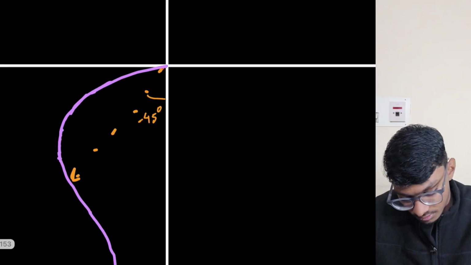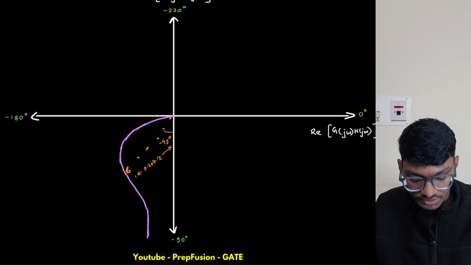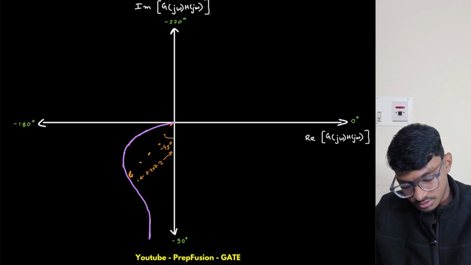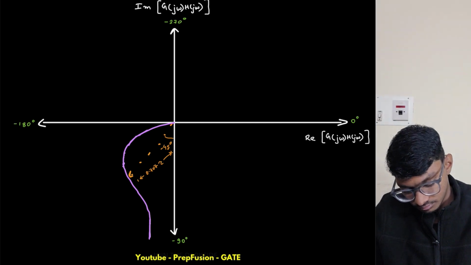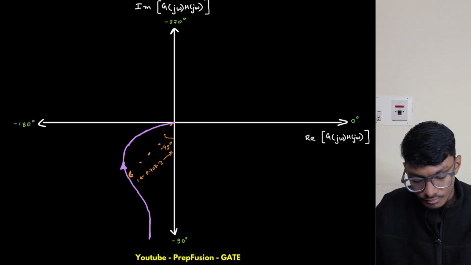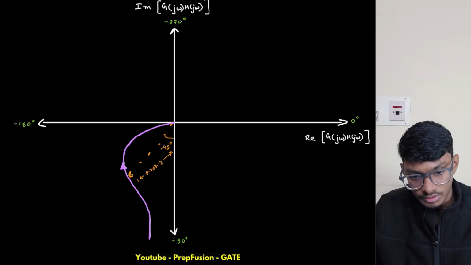The magnitude of this one is 0.707 tau. Okay, so this one is this one. So this will be basically the polar plot.